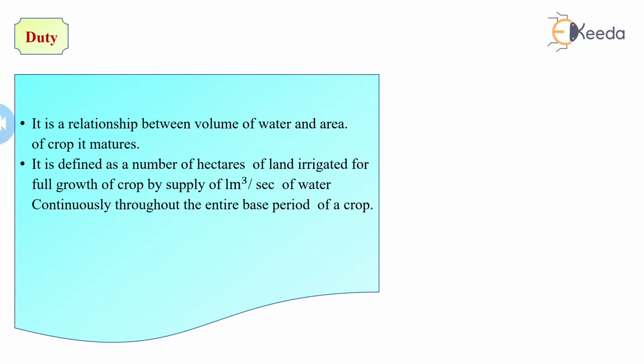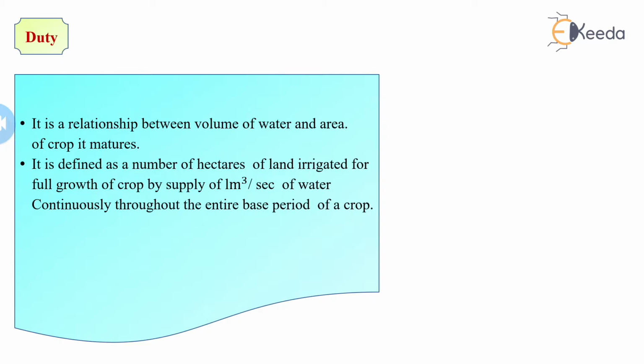And from the technical point of view, this is defined as the number of hectares of land irrigated for a full growth of crop by supply of 1 meter cube per second of water continuously throughout the entire base period of a crop.